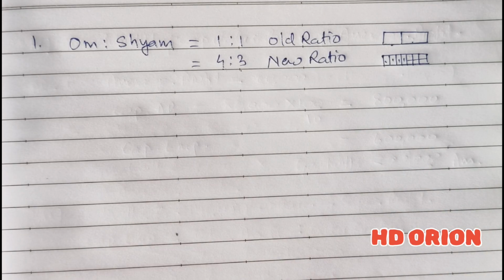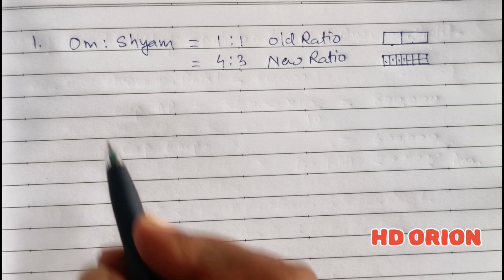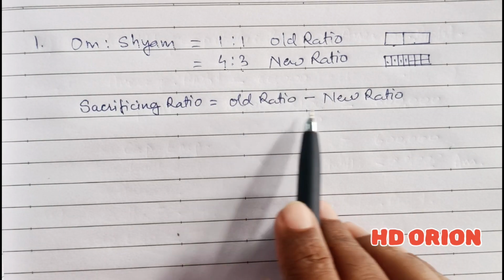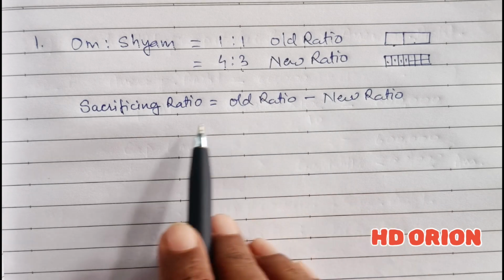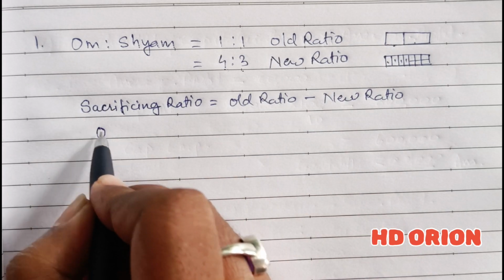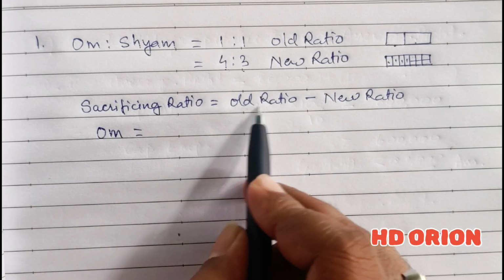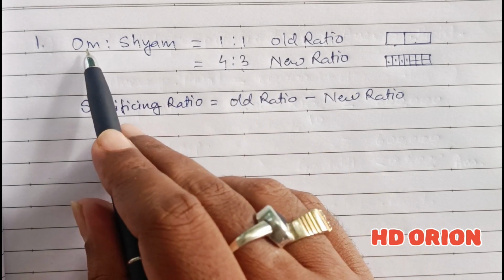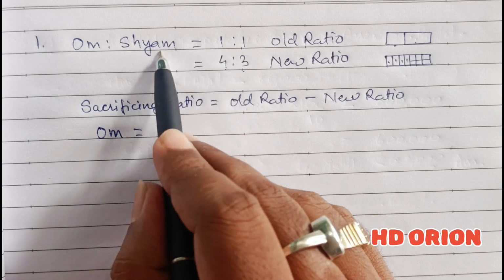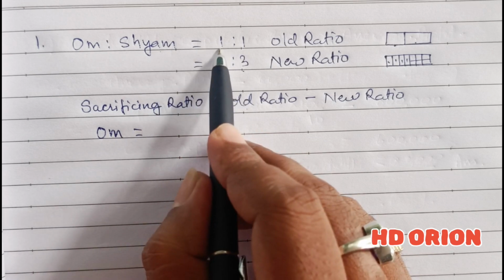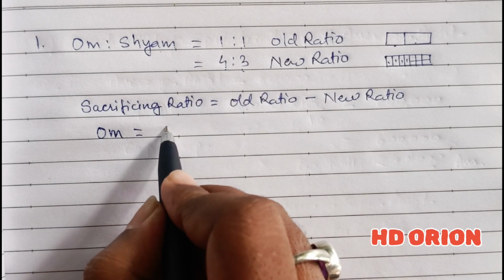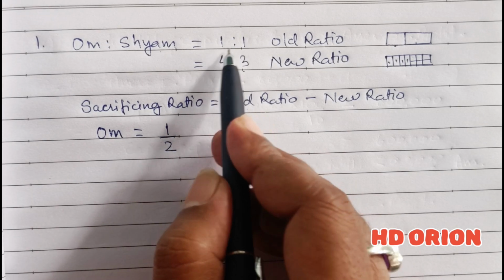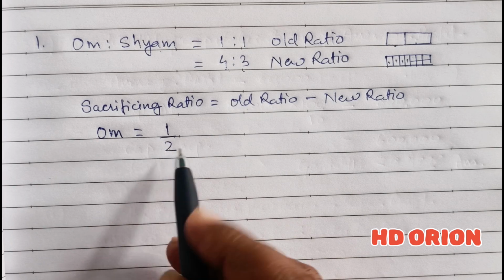So what is the formula for calculating sacrificing ratio? Sacrificing ratio is equal to old ratio minus new ratio. Now for Om we will calculate. This is old ratio and the first ratio represents Om and the second ratio represents Shyam. So the first part, old ratio, means 1/2. Why 1/2? 1 divided by 1 plus 1, that is 2. So it is 1/2.